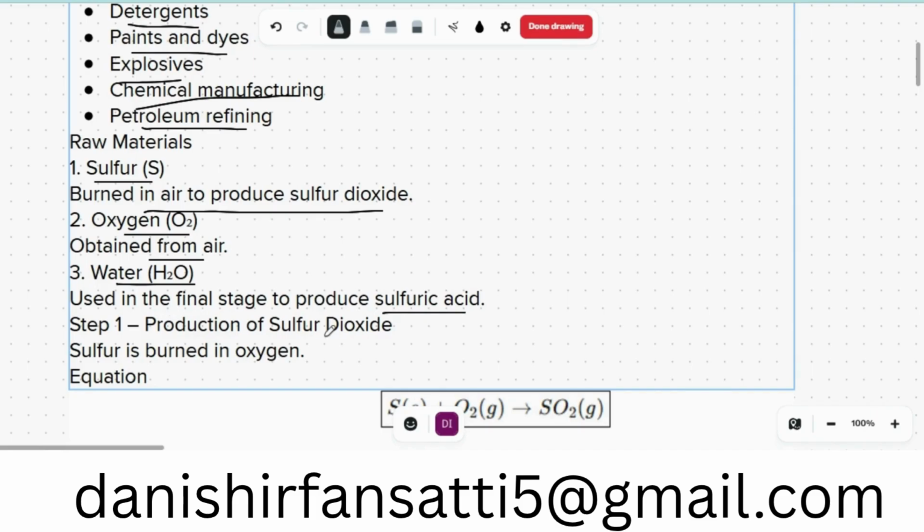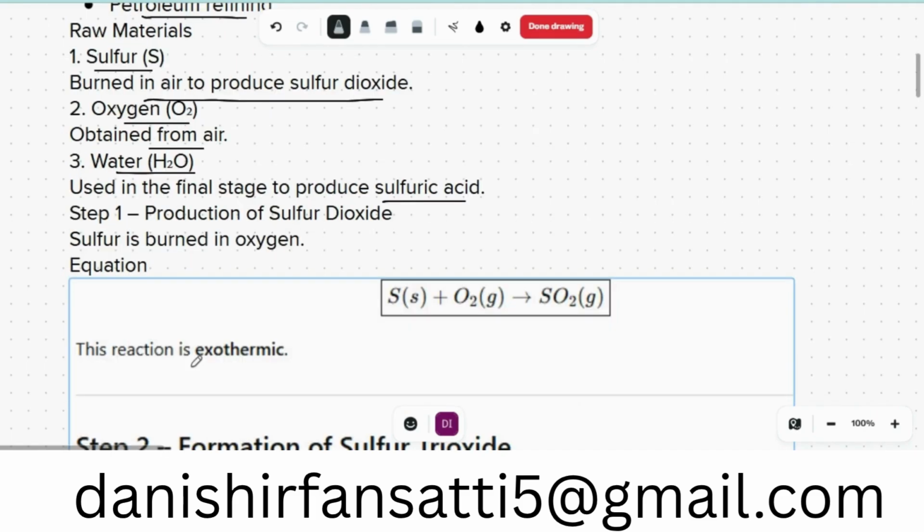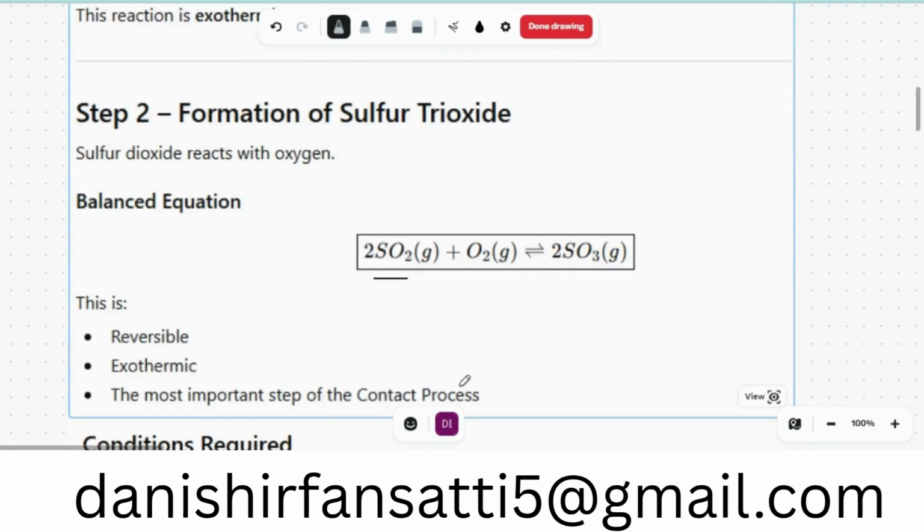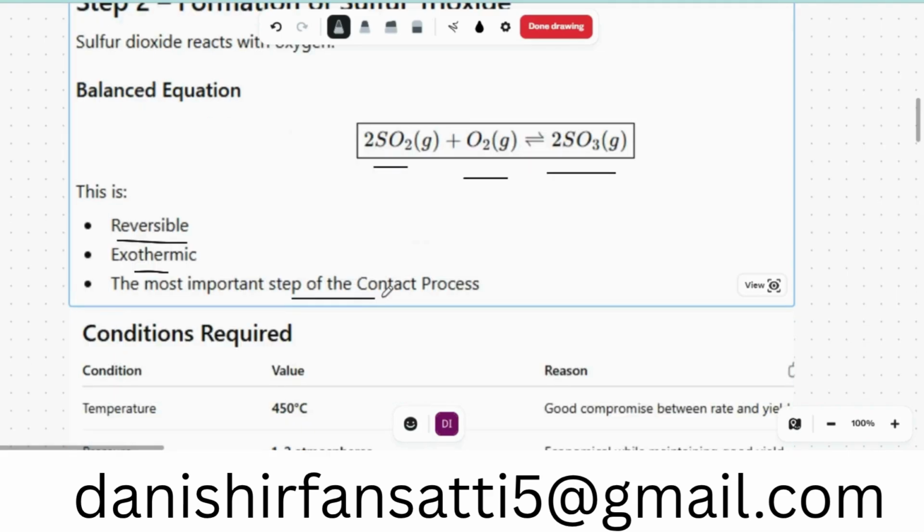Okay. Production of sulfur dioxide. Sulfur is burned in oxygen, so sulfur plus oxygen gives us SO2. This reaction is exothermic. Formation of sulfur trioxide: sulfur dioxide reacts with oxygen to give sulfur trioxide. That is a reversible exothermic reaction and the most important step of the contact process.